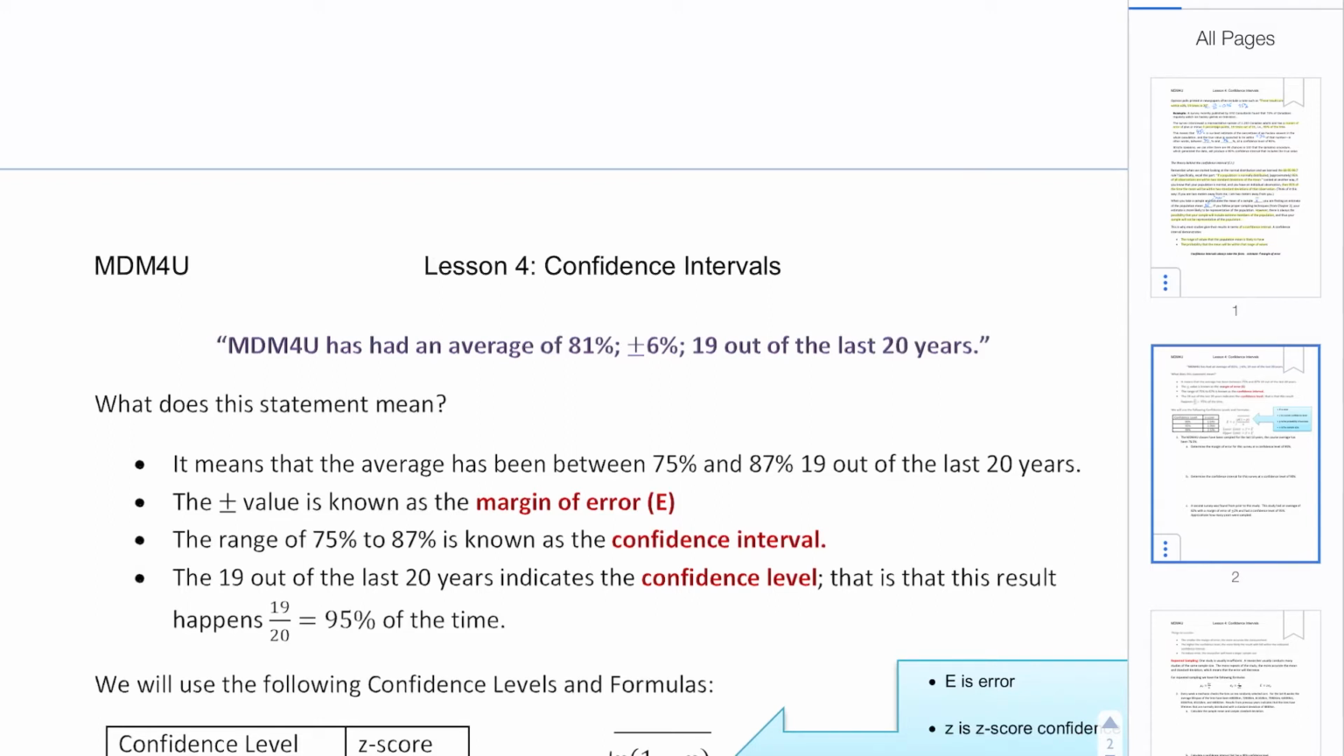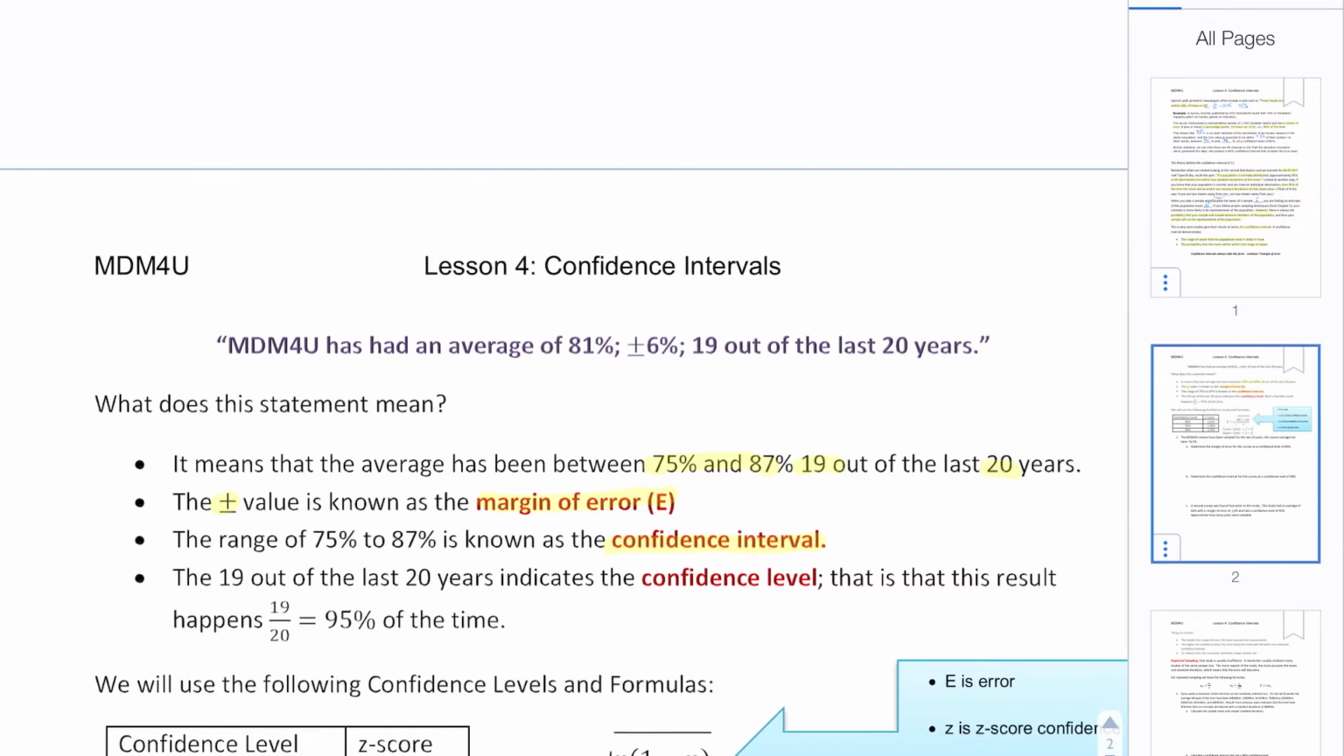So let's look at this example here. Let's say our data management class has had an average of 81%, plus or minus 6%, 19 out of the last 20 years. If we break this down, it means that the average has been between 6 below and above 81, so 75 and 87, 19 out of the 20 last years.